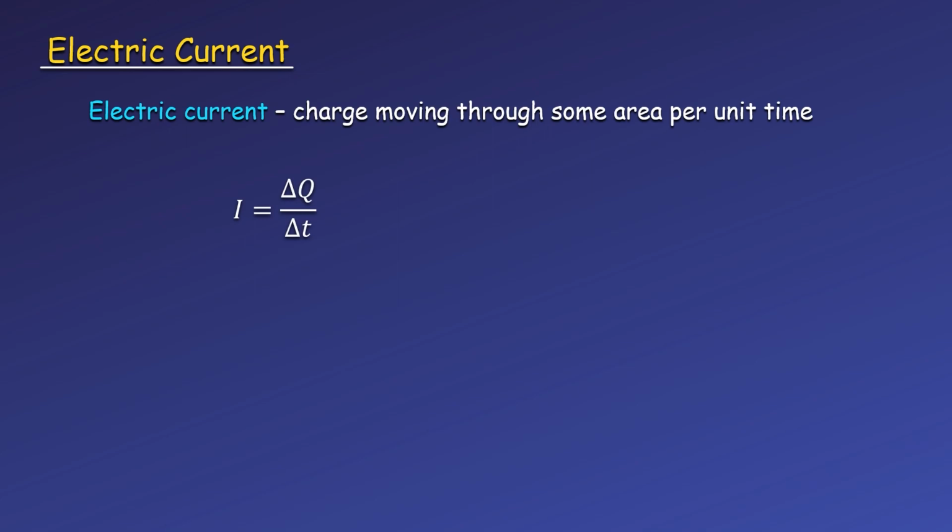We can write this as the charge over time, and using a derivative, this gives the instantaneous current. The unit of current is the ampere, or amp for short. We write this with a capital A, and 1 amp is equal to 1 coulomb per second.